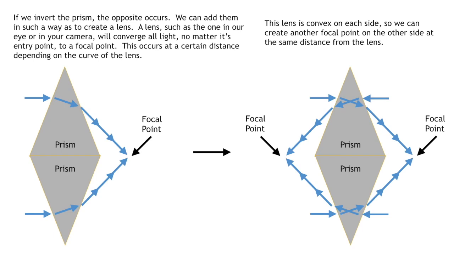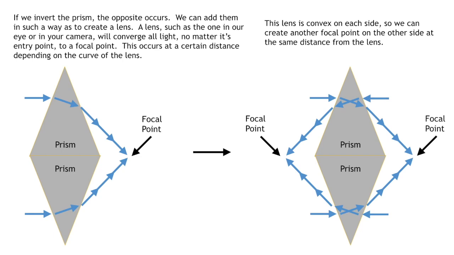If we invert the prism, the opposite occurs. In other words, we're just flipping the prism upside down. We can add these two prisms together in such a way as to create a lens. And a lens such as the one in our eye or in your camera will converge all light, no matter its entry point, to a focal point. There will be a point at which these two similar prisms will converge the light to a single point.